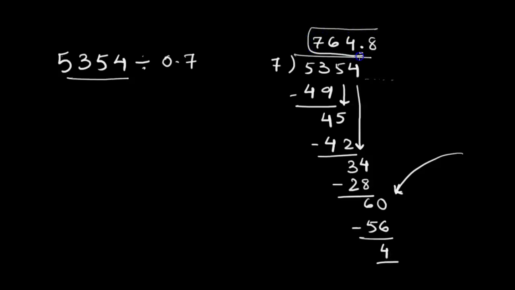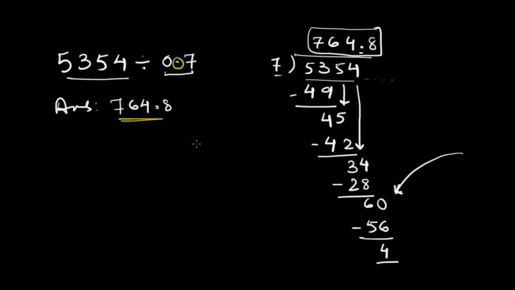Now this is the quotient that we got. Therefore we would write down the answer is 764.8. However, this decimal has not been introduced because of the decimal that was in the divisor. This decimal is just part of the answer that we have obtained when we divided 5354 with a 7 and not with a 0.7.